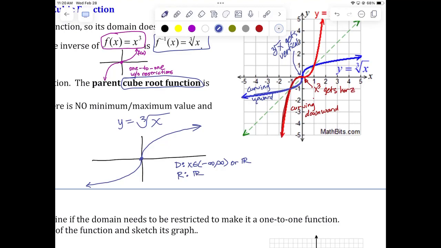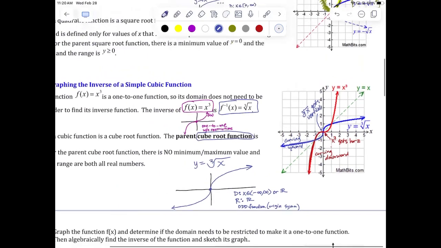And then the only thing I want to say about this other than domain and range is that it's an odd function, which means it has origin symmetry. The square root of x did not have any symmetry. It didn't have rotational symmetry or origin symmetry because we had to restrict the domain.